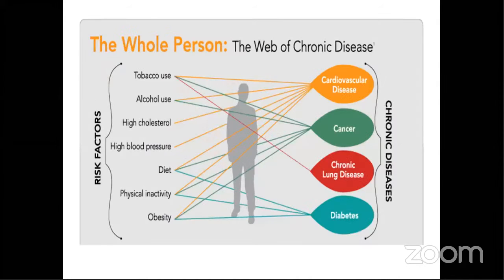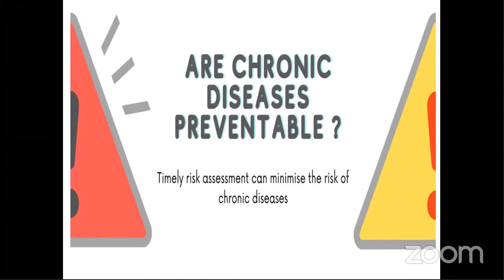And the web again, just to remind you that out of the 4, this is how important our diet is to us. Out of the 4 chronic diseases that are listed here, diet is a risk factor of 3, and I think that is significant. So are chronic diseases preventable? Let's see. Now, it is encouraged that a timely risk assessment can minimize the risk of chronic diseases. So as Ms. Parker even mentioned, whenever the assessment is done, a thorough and timely risk assessment, it will determine whether or not you are at risk. And if you are at a higher risk, then action needs to be taken.